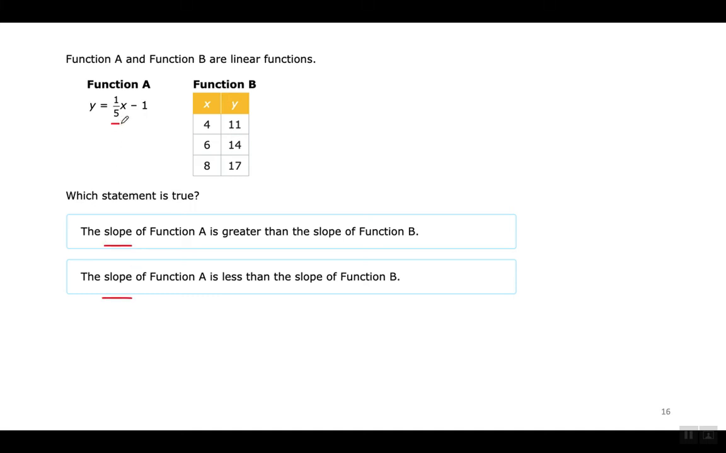So the slope of function A is 1 over 5. Oh, and I'm going to talk about this one. Alright, and in function B, the slope is going to be 3 over 2.